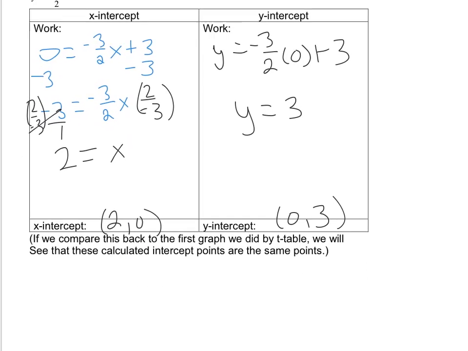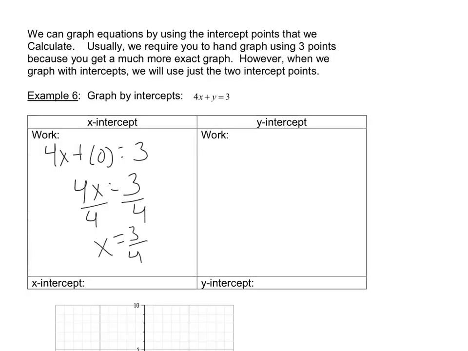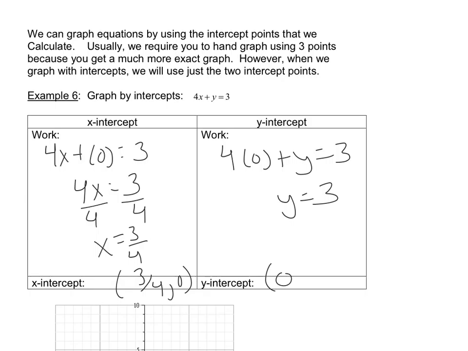So let's take a look at some more. It says we can graph equations by using the intercept points that we calculate. Usually required to have 3 because you get a much more exact graph. However, when you graph intercepts, we'll just use 2. So if we graph by the intercepts, remember, plug 0 in for y. Solve for x. The other one, plug 0 in for x. Solve for y. So here you have 3/4 comma 0. Here you have 0 comma 3. So those are the 2 points we have to graph. So let's graph those.